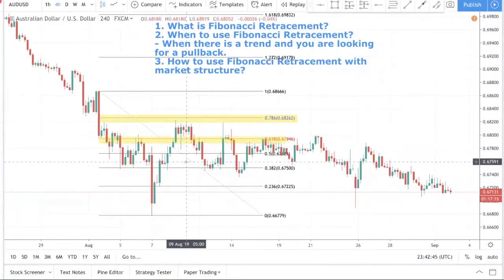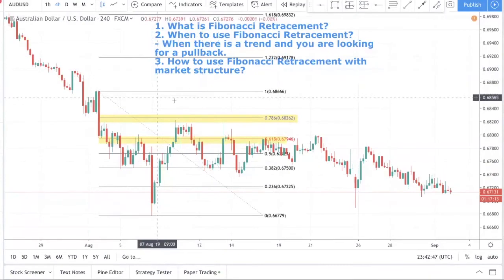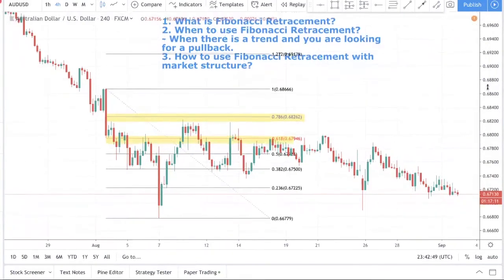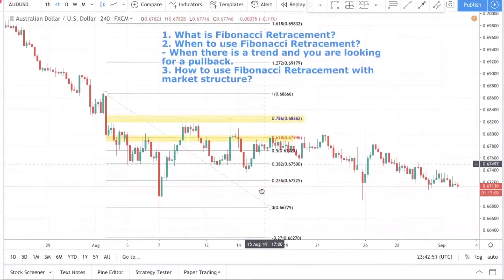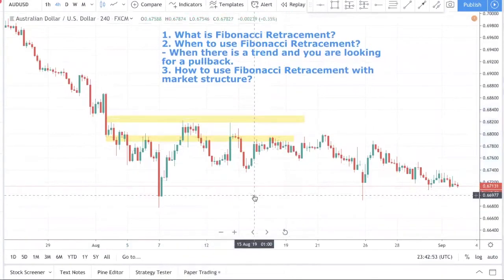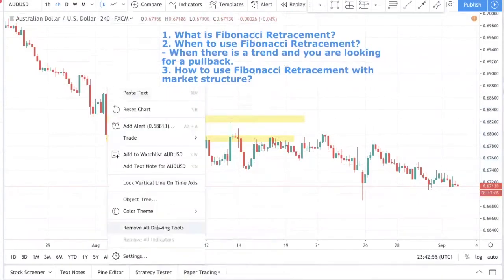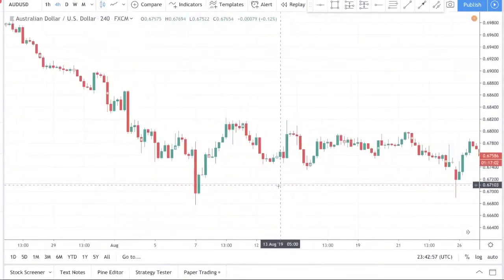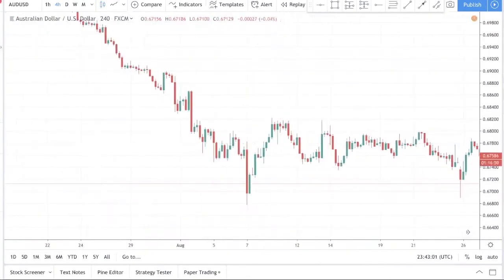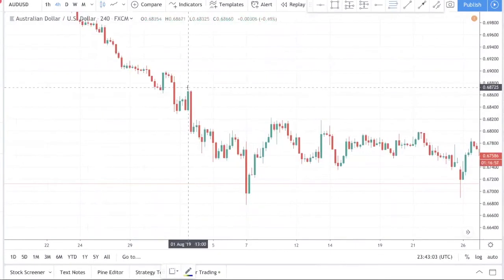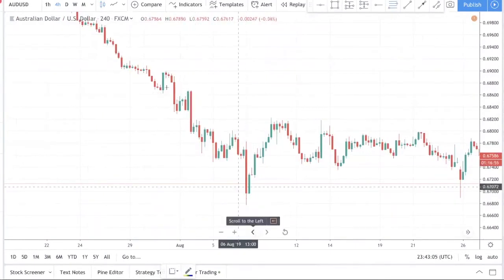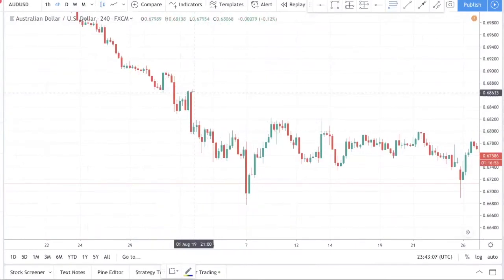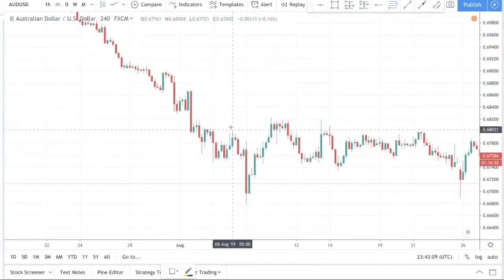Now the third question you will ask, which is the most important question, is how do you use the Fibonacci retracement? Let me just show you. Let me clear everything up, because I want to keep our charts clean. Clean charts equals clean mind. So for Fibonacci retracement, we always draw it from a swing high to a swing low. Which swing high to choose? For example, do we choose this swing high or this swing high?